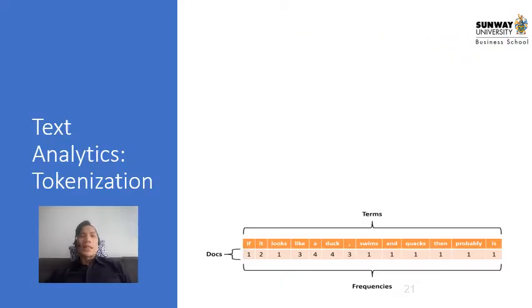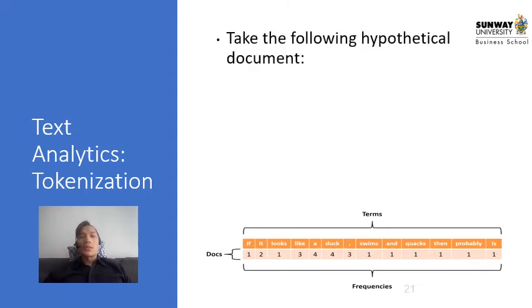In text analysis, it is very important for us to break down the sentences into what we call tokens. The process of tokenization takes a simple sentence or hypothetical document and breaks it down into words that can be analyzed in terms of volume or intensity.